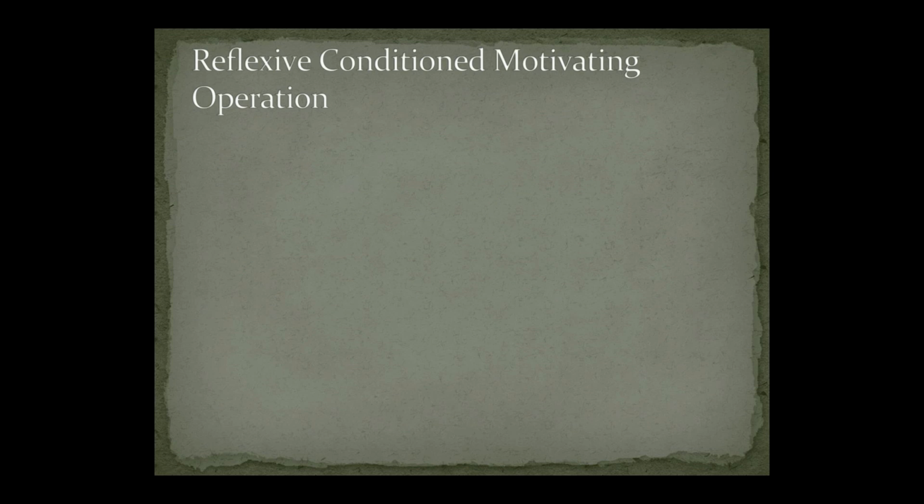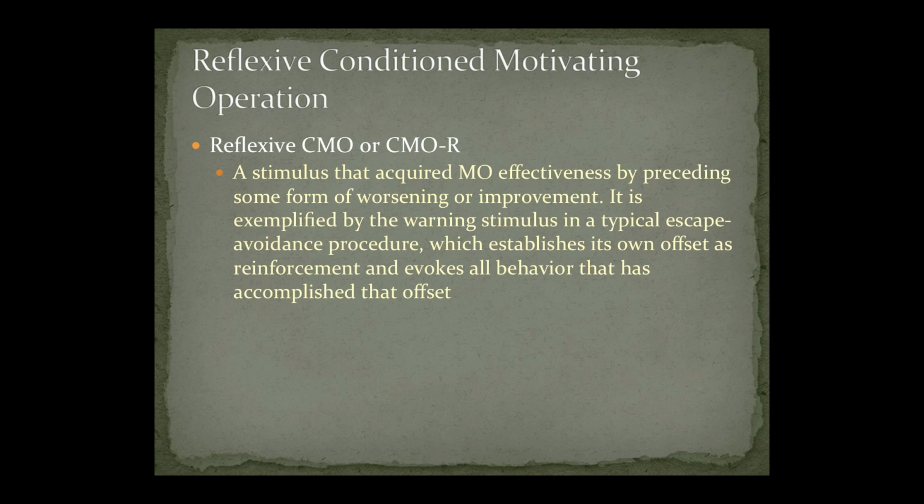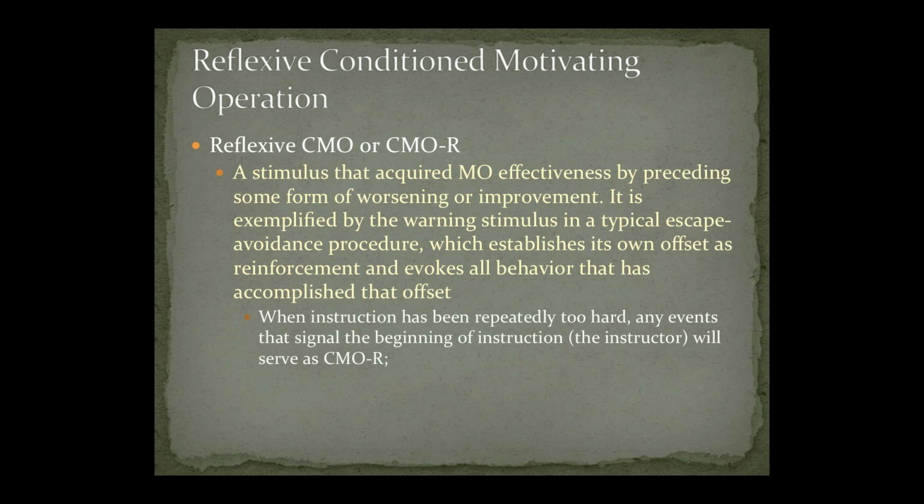Reflexive conditioned motivating operations. Reflexive CMOs, or CMO-R, are a stimulus that acquired MO effectiveness by preceding some form of worsening or improvement. It is exemplified by the warning stimulus in a typical escape avoidance procedure, which establishes its own offset as reinforcement and evokes all behavior that has accomplished that offset. When instruction has been repeatedly too hard, any events that signal the beginning of instruction or the instructor will serve as a CMO-R.